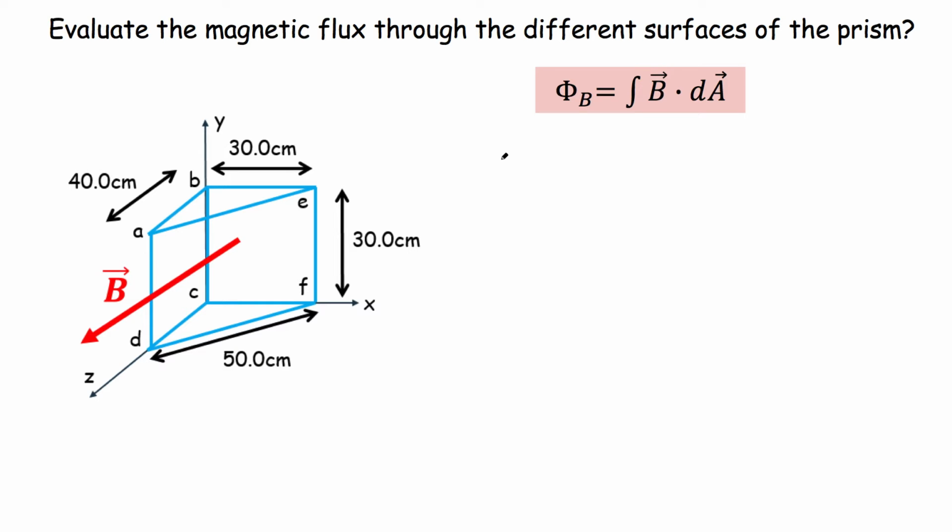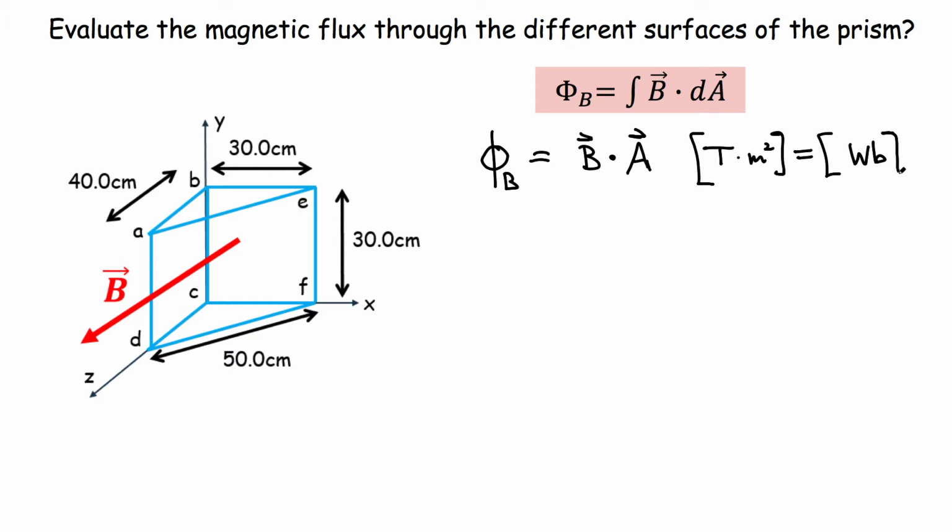Therefore, if you're only considering one surface and the field is constant, it can simply be written like this. It's the magnetic field in a scalar product with an area vector, and I'll show you how we define the area vector in just a second. This is a scalar product between two vectors, and it gives me a number. At the end we get units of Tesla multiplied by area, which is meters squared, and this is what we call a Weber, defined as WB.